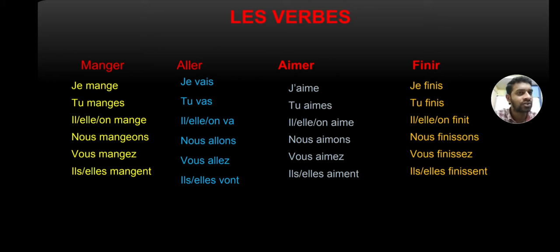Je finis, tu finis, il finit, elle finit, on finit. Nous finissons, vous finissez, ils finissent, elles finissent. Okay, so when you are trying the verb finir, try to write the verb choisir also. The verb choisir will be a bit confusing because we already have IS in the verb. So when you add the endings, it will be confusing, especially for the nous and vous forms. So try that.